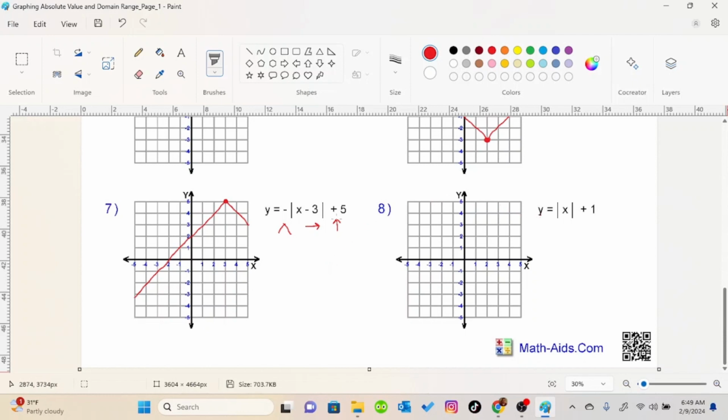And finally, on page 1, number 8, we have x inside the absolute value symbols. So we stay at the origin. Then we have plus 1 outside the absolute value symbols. So we shift up 1. So we're going to start at the origin, go up 1, and plot our vertex. And this opens upward.